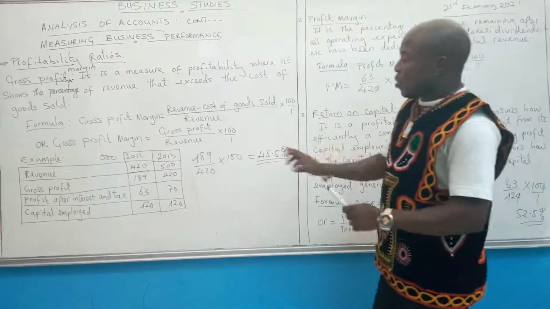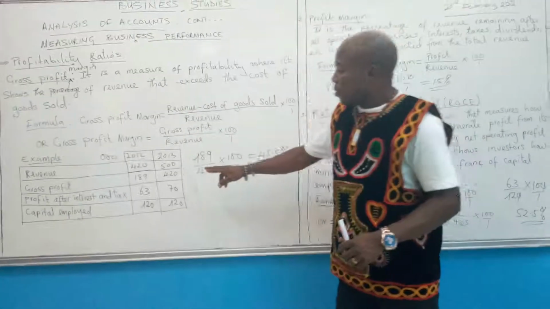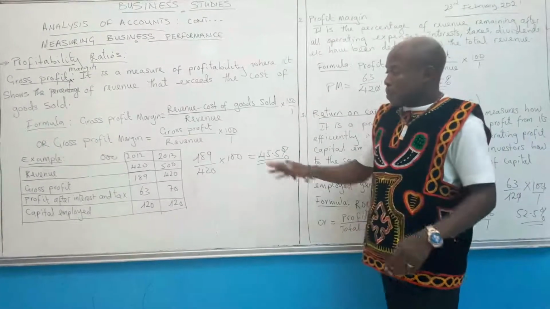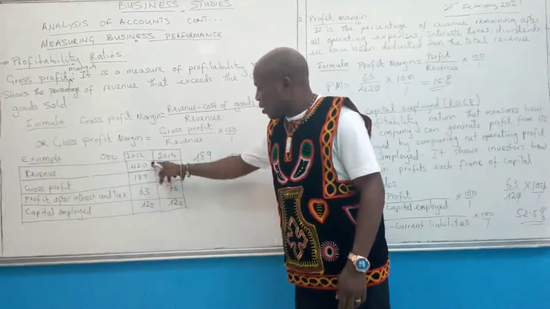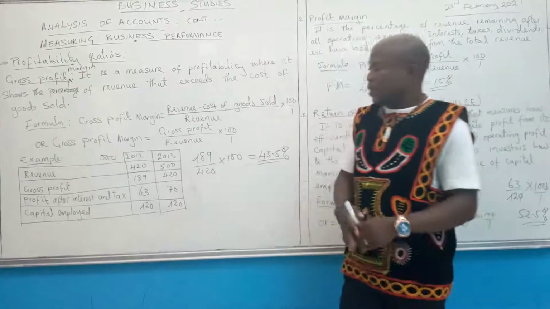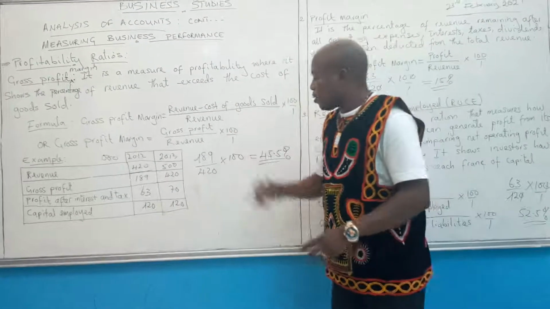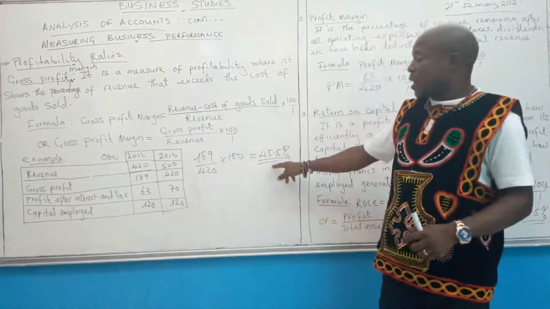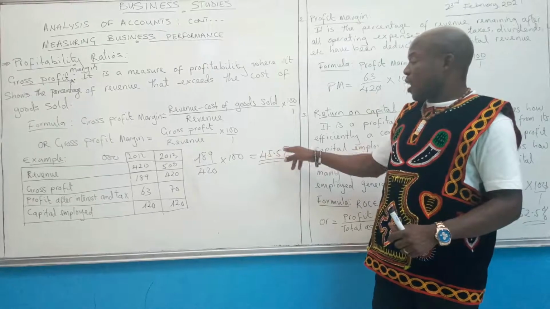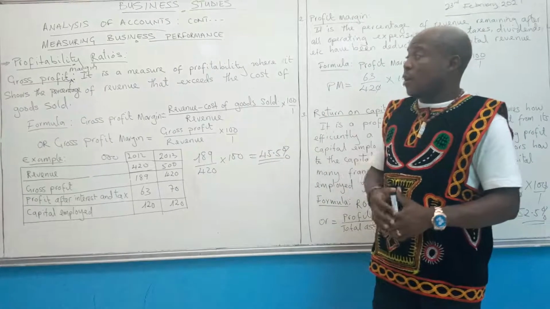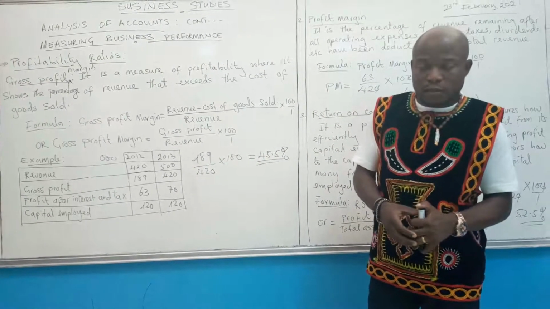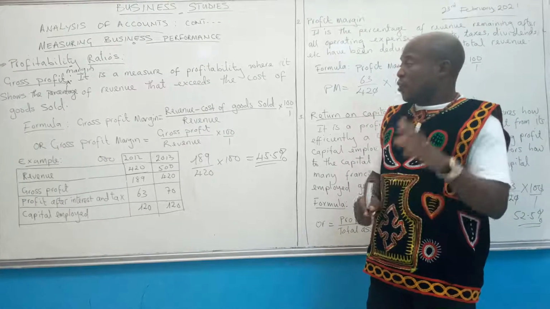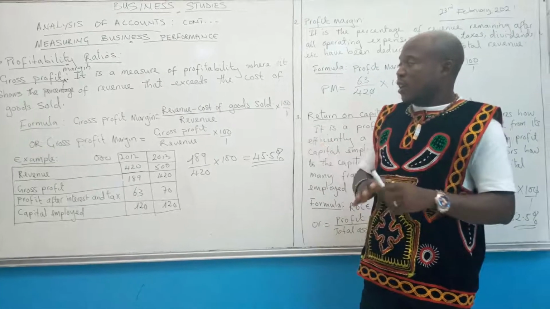So the gross profit for 2012 is 189. The revenue for 2012 is 420, times 100. If you punch it into your calculators, you see that we are going to have this answer: 45.5%, which is our gross profit margin. Okay, I hope you understood. If not, let me take it over again.